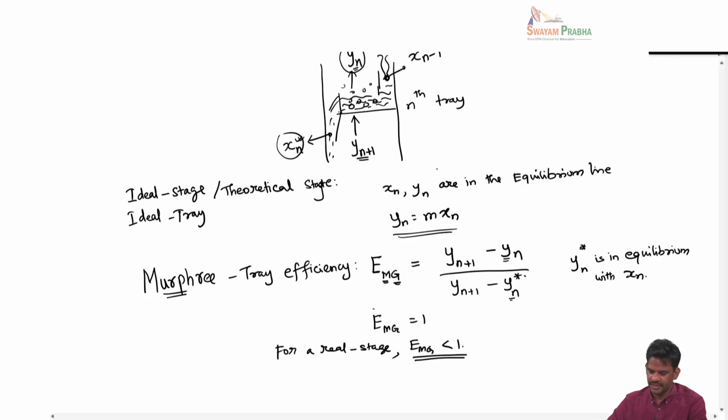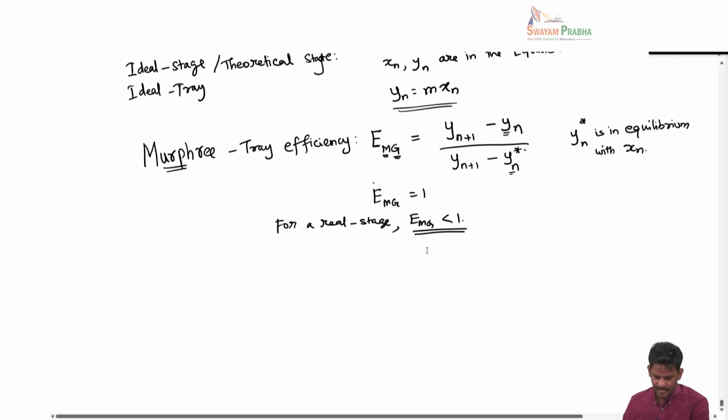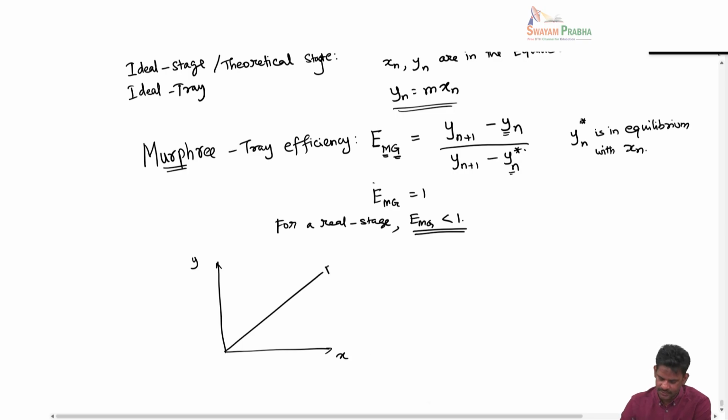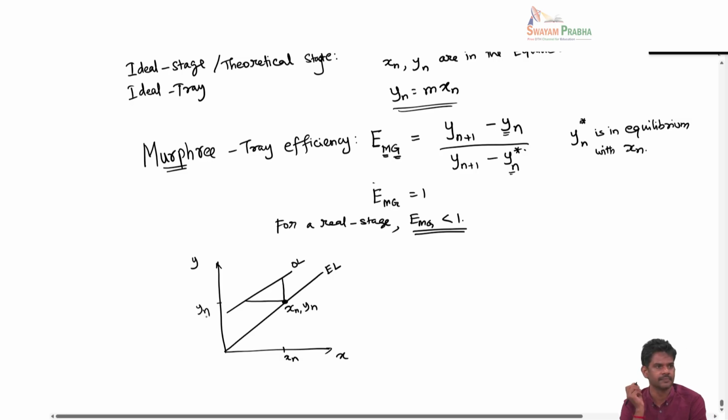Let me show this pictorially. This is y versus x. I will use a straight line for the equilibrium line as well as the operating line. This is the equilibrium line, and let us say your operating line is this, and the nth stage may correspond to this. You see, this is a point which is xn comma yn.